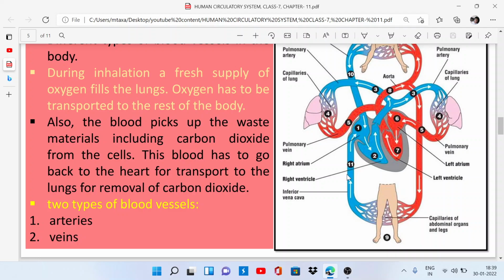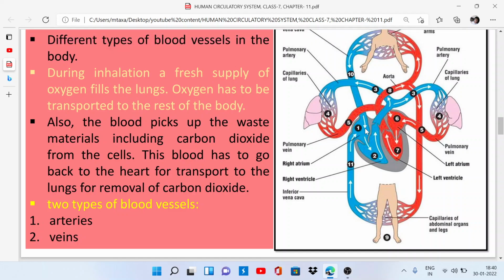This carbon dioxide rich blood is supplied back to the heart by the vena cava. This is the inferior vena cava, this is the superior vena cava. As we have discussed, veins are the blood vessels which bring blood to the heart from different body parts. From the heart, this carbon dioxide rich blood is supplied back to the lungs so that this carbon dioxide can be removed from the body.